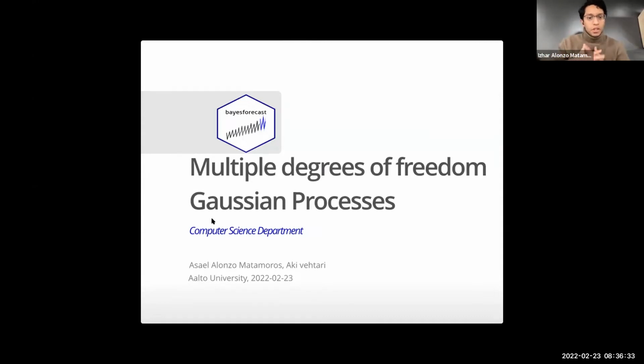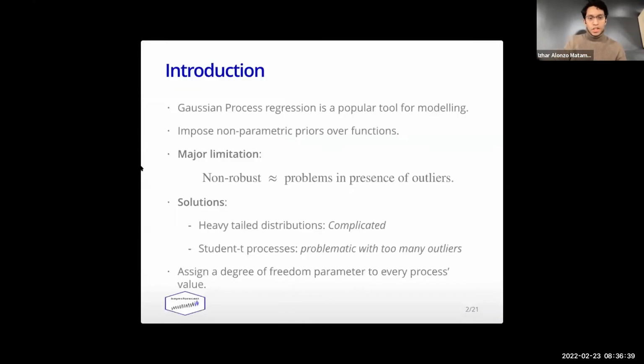So, okay, I will present my work, Multiple Degrees of Freedom of Gaussian Processes. The general idea is this: Gaussian process regression is a popular tool for modeling. The idea of Gaussian process regression is to impose a non-parametric prior over the space of functions in the regression model that we're dealing with. The major limitation of Gaussian processes is that they're non-robust. That means that they really have problems in the presence of outliers. So what are the solutions that you can consider so far?